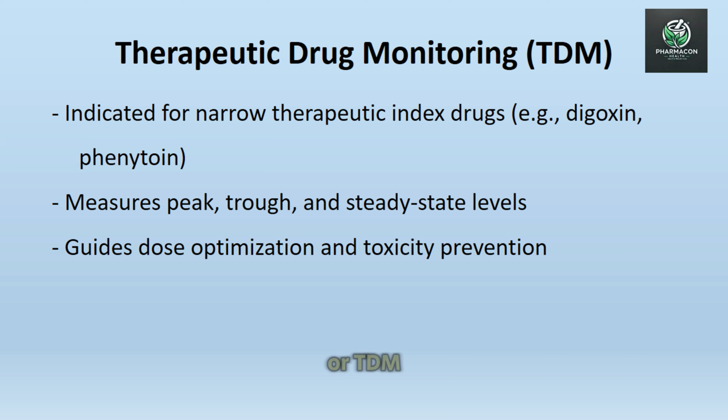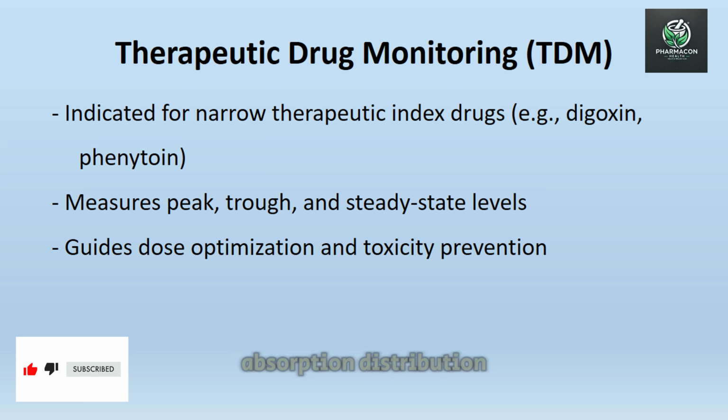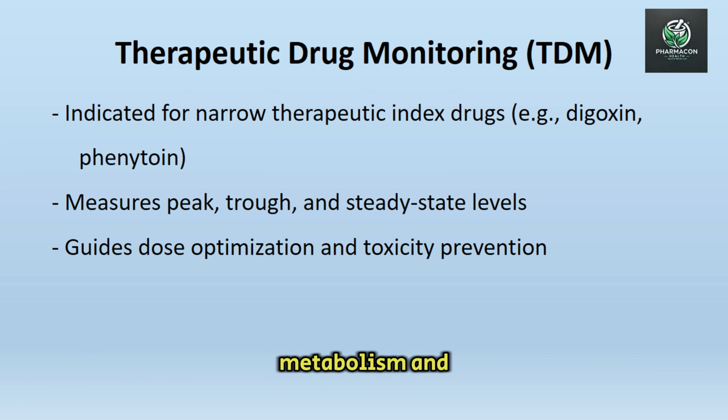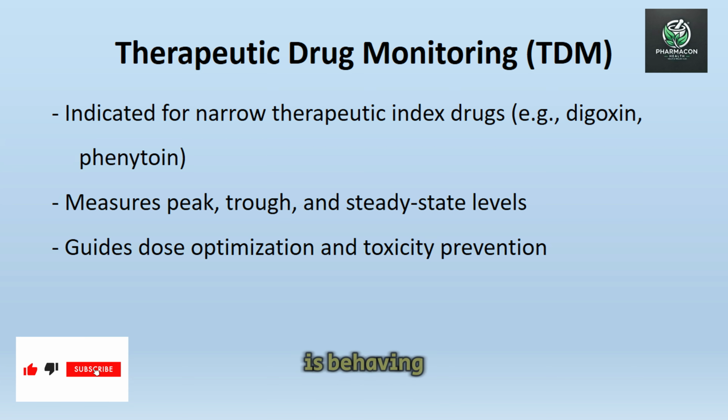Therapeutic drug monitoring, or TDM, is a real-world way to apply all the phases of ADME, that is, absorption, distribution, metabolism, and elimination. It's especially important for drugs with a narrow therapeutic window, like phenytoin or digoxin. For these drugs, we need to keep the drug levels in the blood within a very specific range. TDM helps by measuring the highest and lowest concentrations, known as the peak and trough, and checking the steady state level. This gives us a clear picture of how the drug is behaving in the body. By doing this, we can adjust the dose to make sure the treatment works well without causing harm.